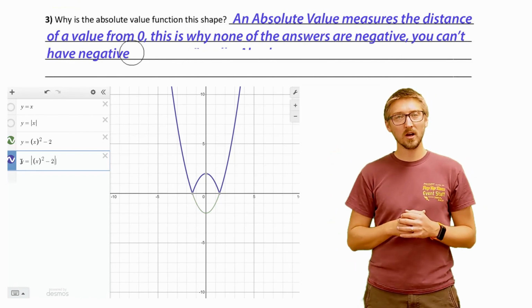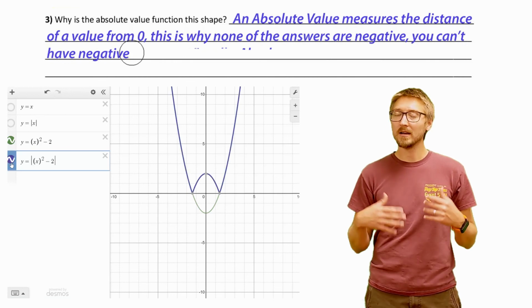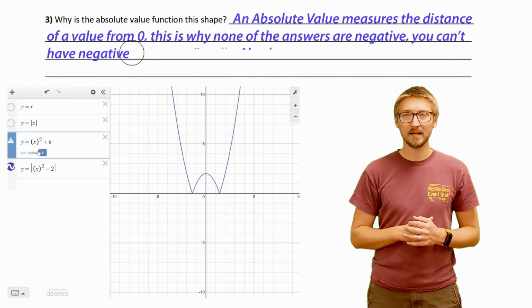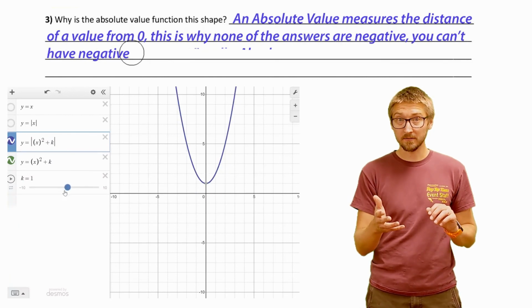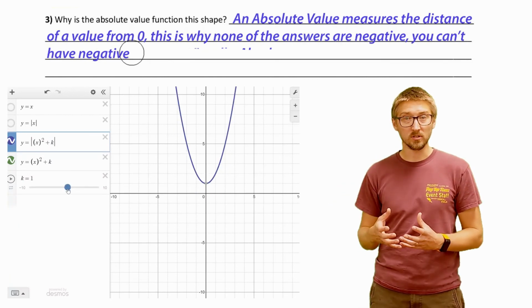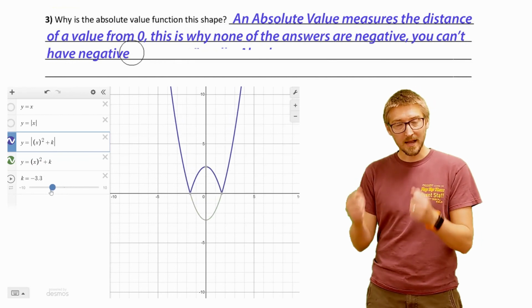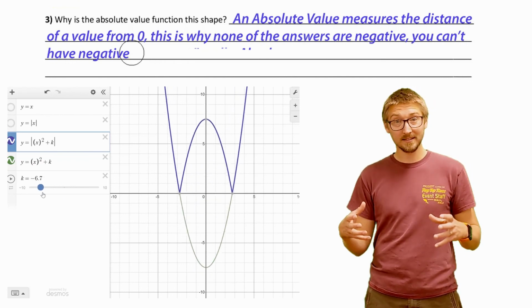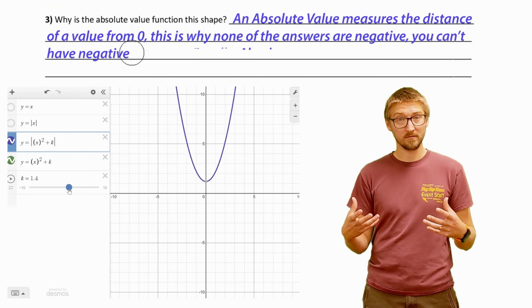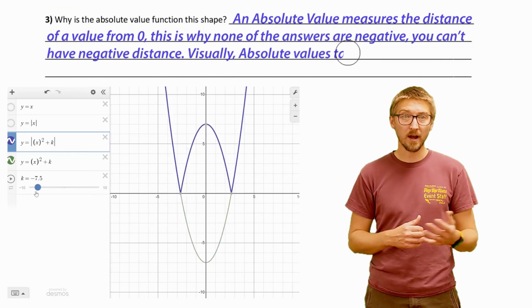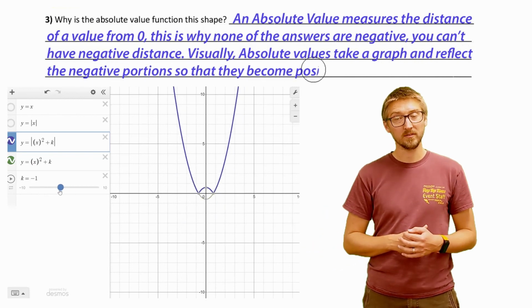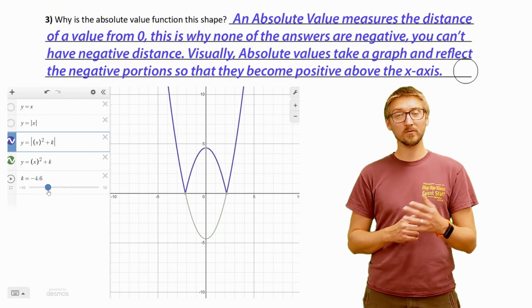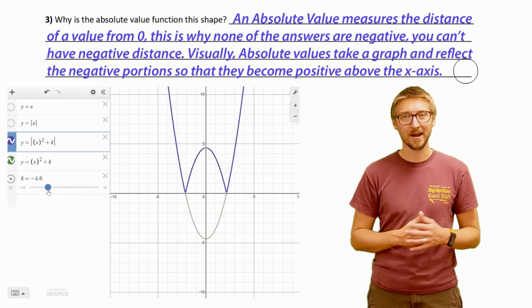So absolute values talk about the distance from 0, and distance itself can't be negative. Now I'm not saying we'll never have parts of the graph that go negative, because there are still other transformations you can do outside of it. But when you take an absolute value of something, it takes anything and it makes it positive. So absolute values take a graph and reflect the negative portion so that it's going to become positive above the x-axis. A really cool visual that I wish I would have seen earlier in my math career.